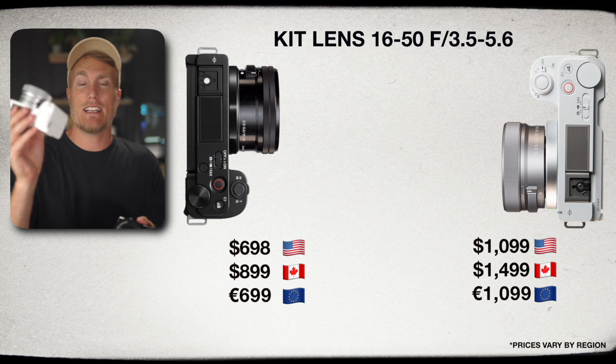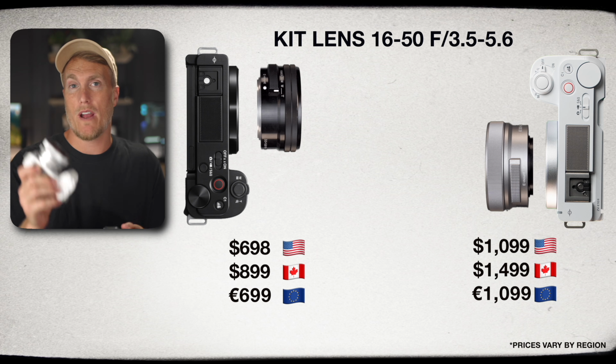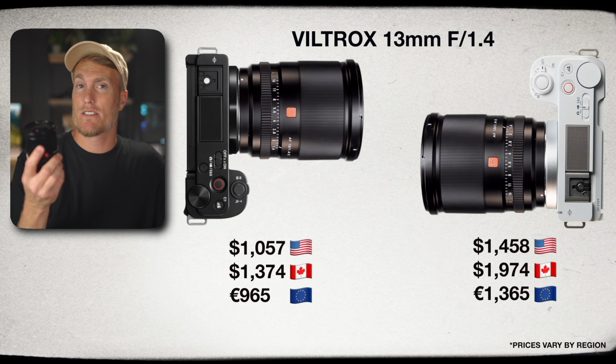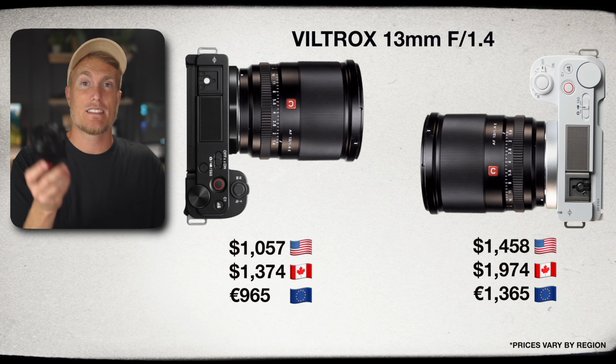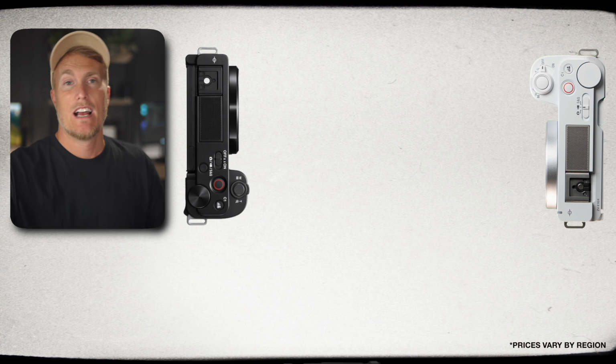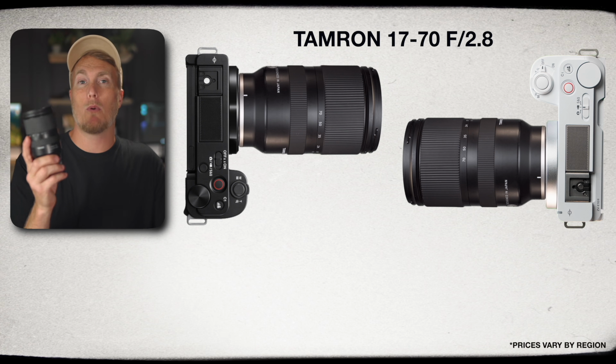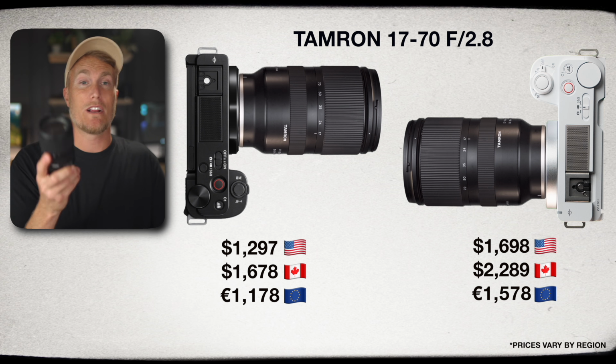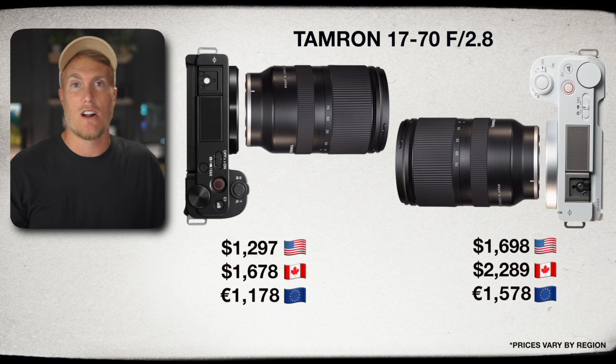The kit lens on the ZV-E10 Mark II is updated, by the way. The Viltrox 13mm f1.4 for some wide shots, for some vlogging, and to get some landscapes and skyscraper shots. The Tamron 17-70 f2.8 to test out the different skin tones as a documentary lens for my sharpness tests and for some vertical content.